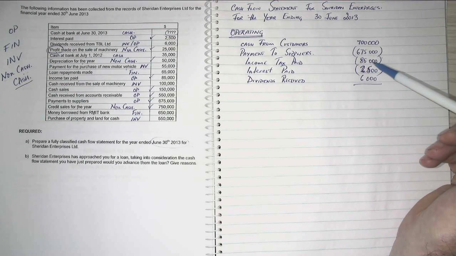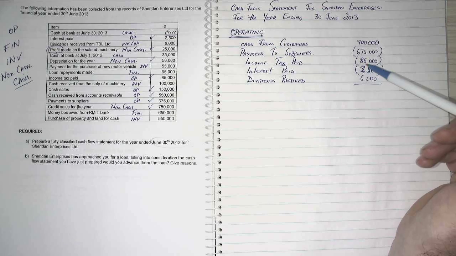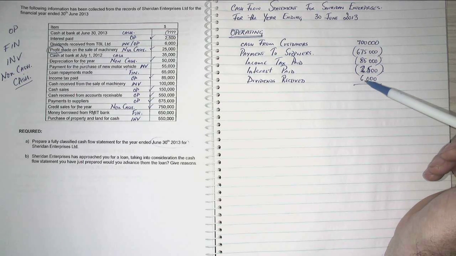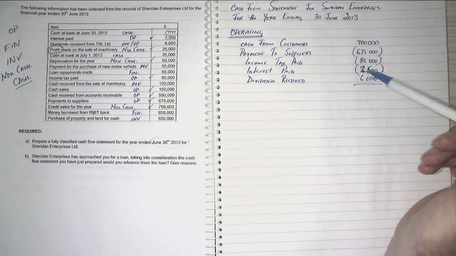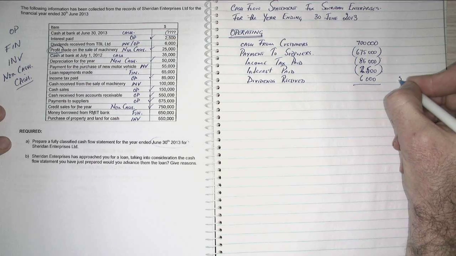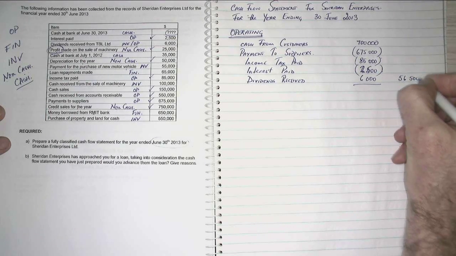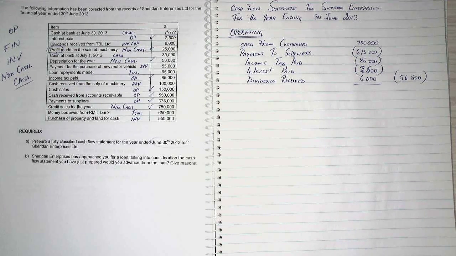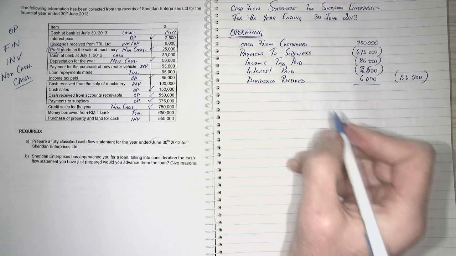$25,000, 60,000, 54,000, 56,500, and it's outflow. So we've got a negative operating outflow.